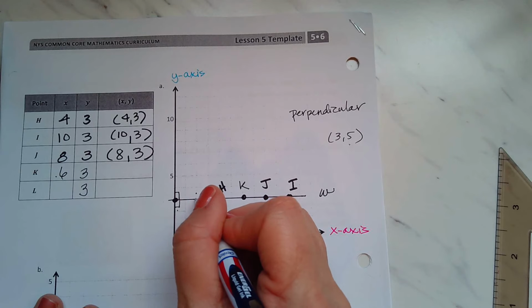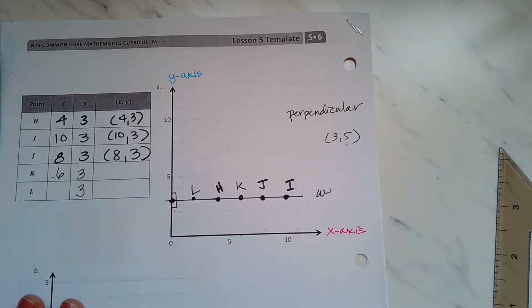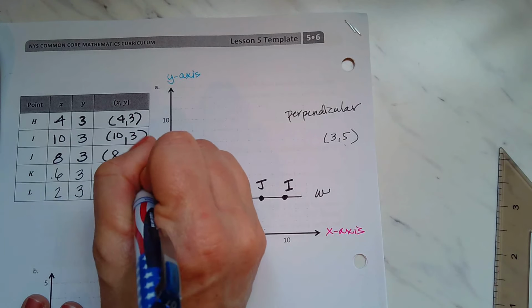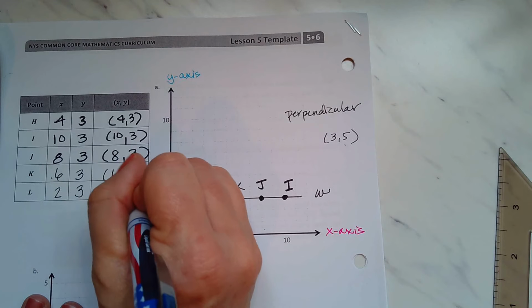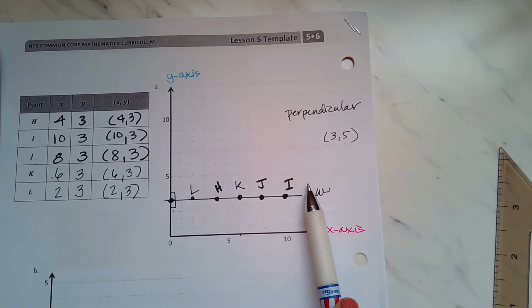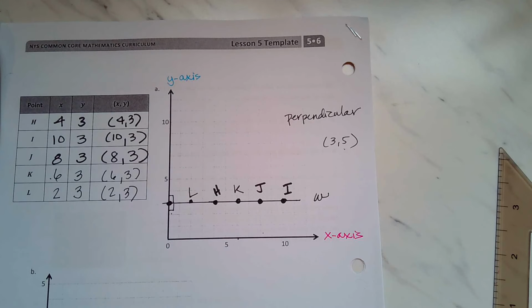And then say, let's put 2 and 3, and we'll call that L. So this is 6, 3, and this is 2, 3. So if I said 12, 3, well, we have to extend the line, correct? All right.